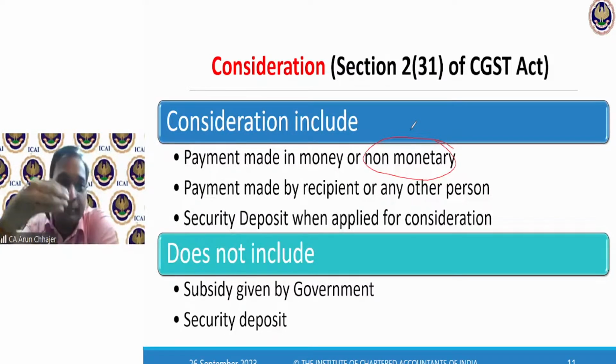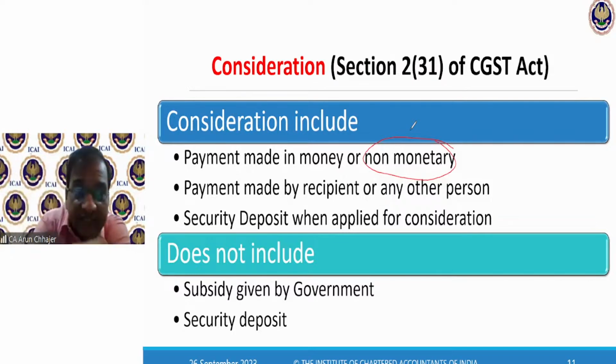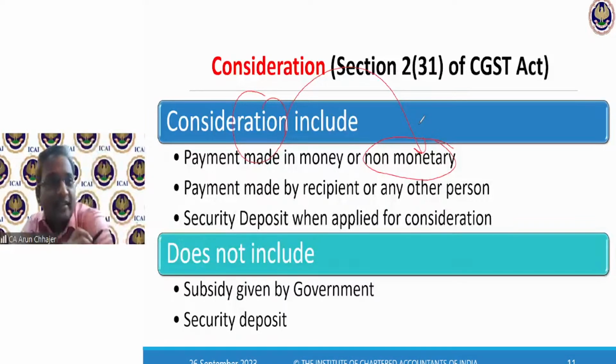Let's say I am providing teaching to my student, and the student has a factory, let's say, a manufacturing unit of mobiles. Instead of paying the fees to me in cash, they give one mobile to me. It is a barter transaction. Whether I have received consideration, the answer is yes, because the consideration definition says that non-monetary is also treated as consideration.